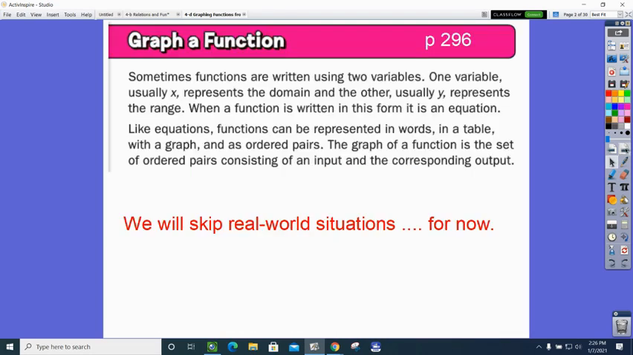So if you take a look at page 296, remember that when we're talking about functions, we're looking at two variables, and we're going to use x and y when we're graphing to help you know how to graph it using the x-coordinate and the y-coordinate. Remember that x is going to represent the domain values and y is going to represent the range values.